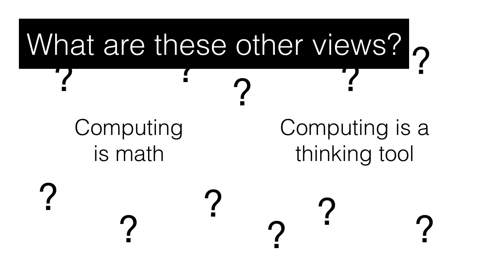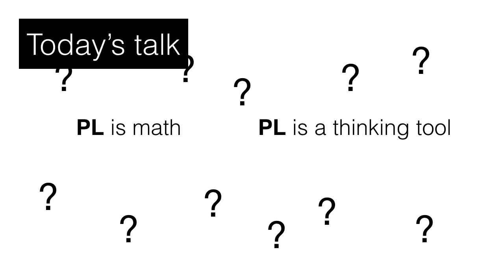One view is that computing essentially is math. Another view is that computing is a thinking tool. This was Papert's view. Most of us in this room take this formal view of computing. Papert took this other view and found it highly productive. What are all of these other ways? I'm not going to take on all of computing in this talk. I'm going to just specifically focus on programming languages, like a slightly smaller focus.